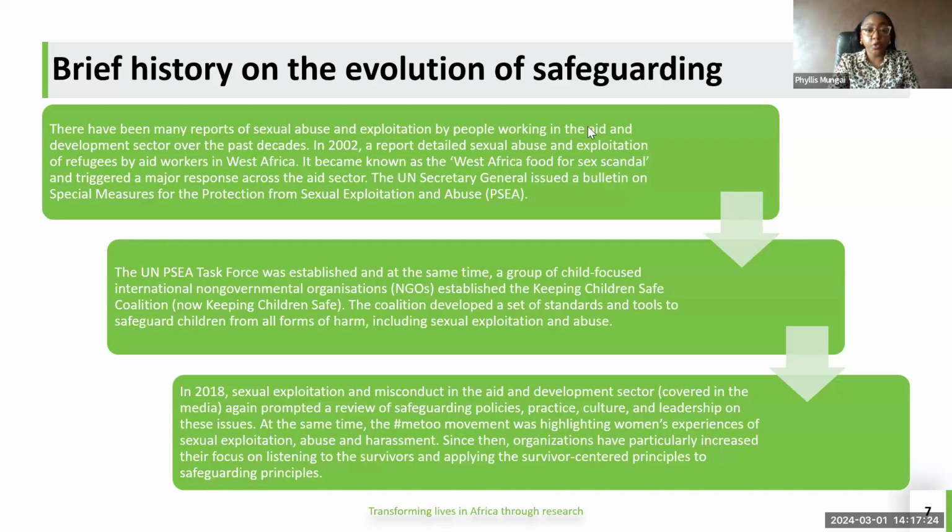So, for one, most people who work in the nonprofit world, or we could call it the development sector, have a key obligation to step in and assist ailing communities or communities that are disadvantaged in one way or another. In 2002, a report detailed sexual abuse and exploitation of refugees by aid workers in West Africa. It became known as the West Africa Food for Sex Scandal, and this triggered a major response across the aid sector. The UN Secretary General issued a bulletin on special measures for the protection from sexual exploitation and abuse.